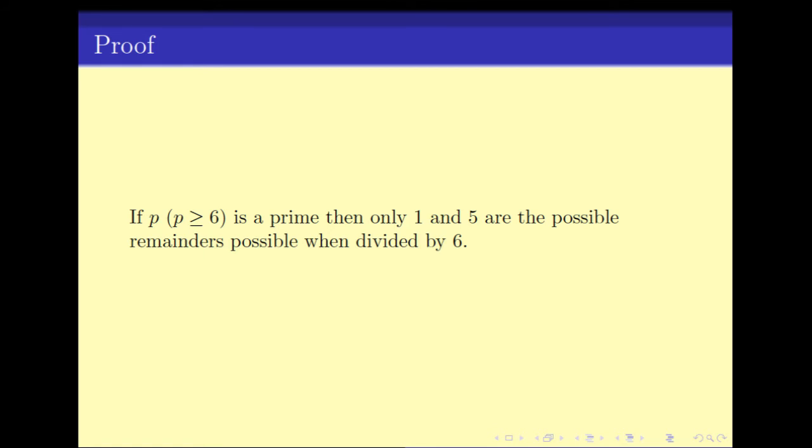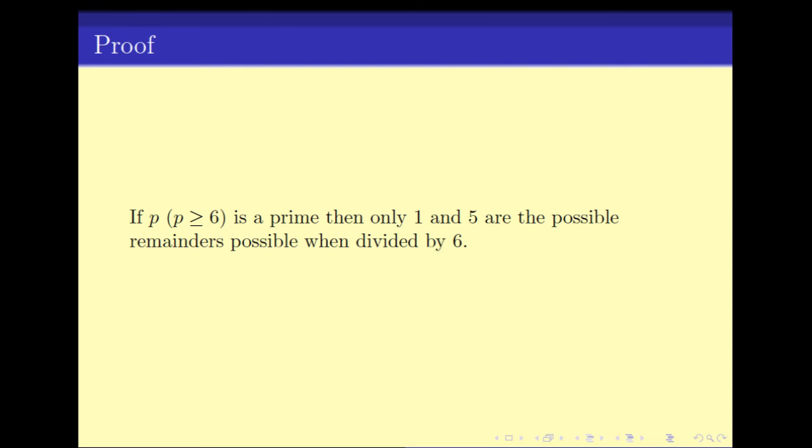Now, I have left something for you to check. Just like we did the other two cases, I claim that the only two remainders that can be there when you divide by 6 are 1 and 5. So 0, 2, 3, 4 are not possible remainders when you divide a prime by 6. I have proved that two of the cases cannot happen. You have to go home and prove that the other two cases don't happen.